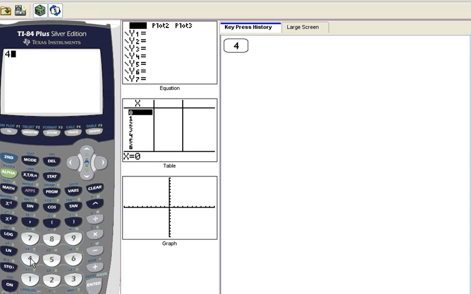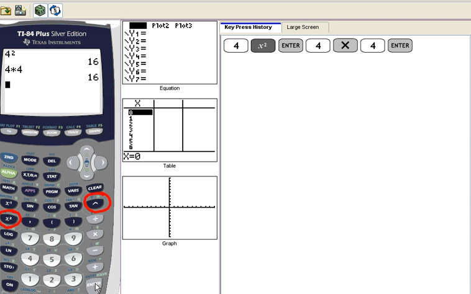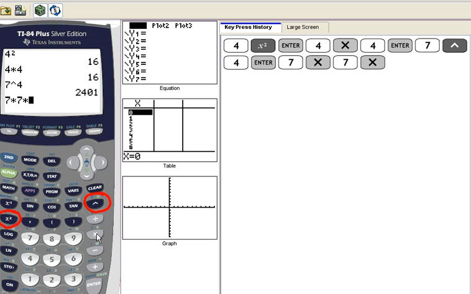Now, for calculating exponents, we're going to use this button right here. It's called the caret key. Unless it's a second power, then we can use that button there. So if I was doing 4 to the second power, I could just use the squared button. Press enter, that's 16. And remember, that means 4 times 4. If I am doing a higher power, like 7 to the 4th power, I use the caret key. And remember, that just means 7 times 7 times 7 times 7.